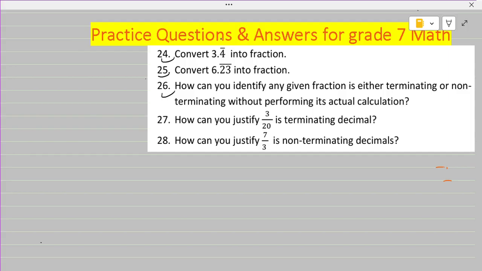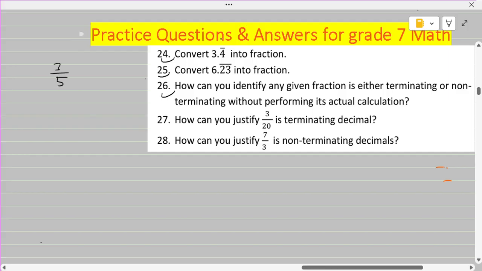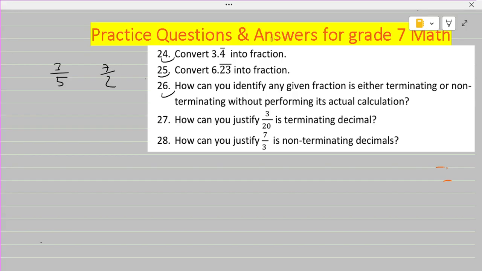So I will let you understand through an example. Suppose there is 3 by 5, is it? Here the denominator is 5, so it's a terminating decimal because there is 5. Or there is 7 by 2, so the denominator is 2, so it's also a terminating decimal.